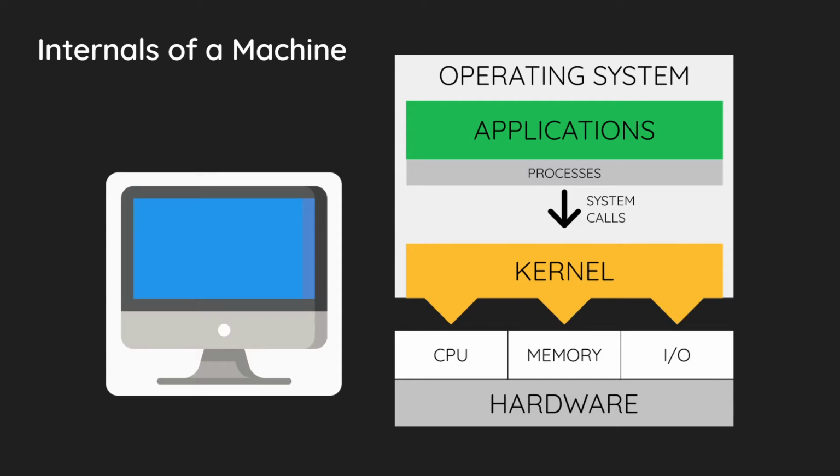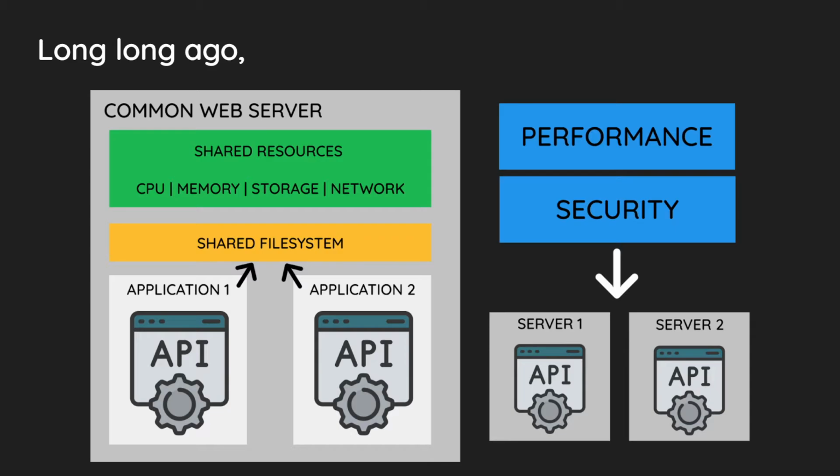So, as an example, an application process may ask the kernel to create a new process with the help of these system calls. Now that you have a basic understanding of a machine, let's talk about how web applications were primarily hosted a while back. And in this case, when I say long ago, keep in mind that there are still traditional monolith applications today that run with this setup. It's simply that this is not the norm for building modern applications anymore.